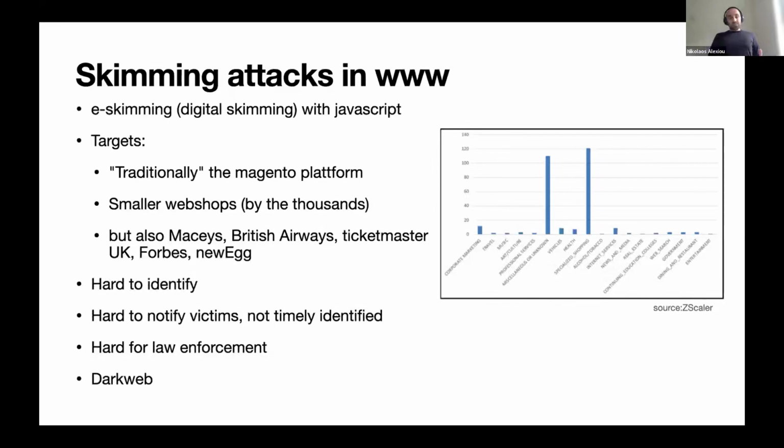It might be hard to notify victims and to notify the companies being affected. The bank might reside in one country and the website might reside in another country. That makes it really hard for law enforcement to actually do its job, and everything will probably end up in the dark web, where there are specialized websites selling maybe even skimmer code itself, but also stolen credit cards.